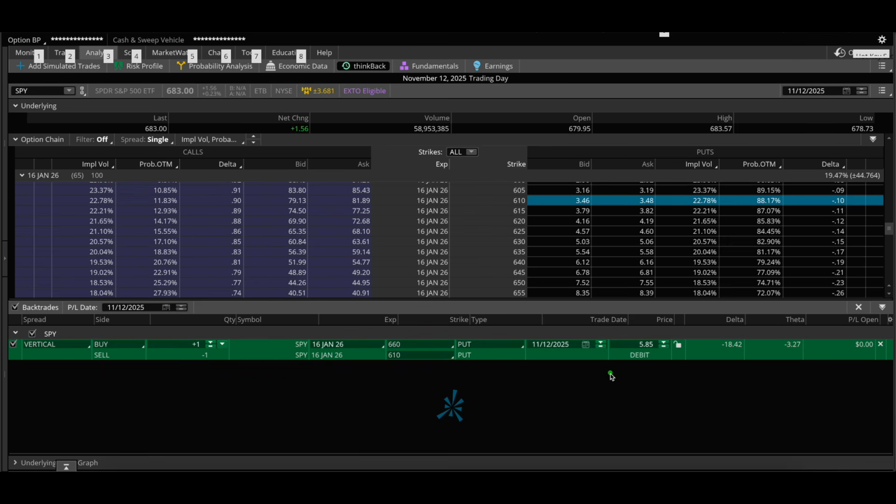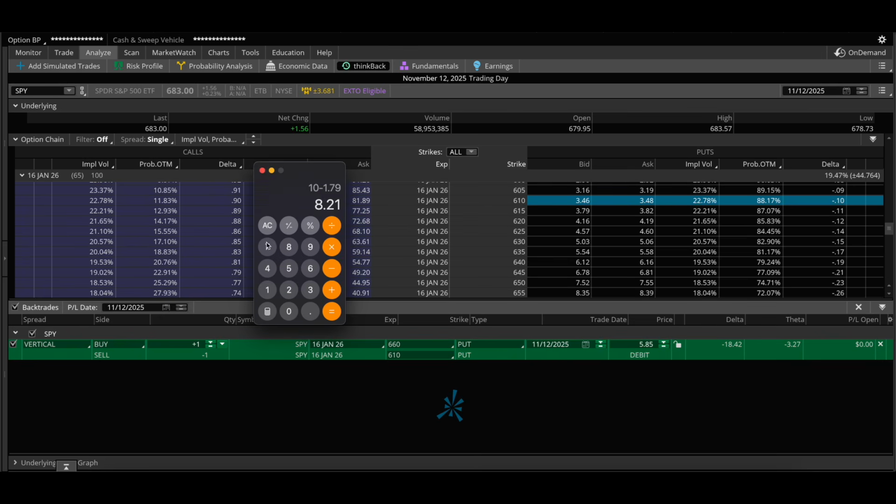The trade-off for that is, of course, it's more expensive. We need to pay $5.85 for this put debit spread, but let's calculate what the max profit is going to be. So it's 50 points wide. We're paying $5.85 for it. So the max profit on this is $44.15 or $4,415. So yes, you're paying more, but your potential max profit increases.